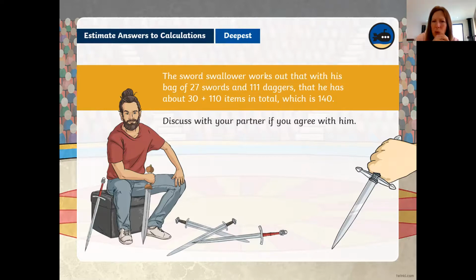So look at those numbers, 27. If I rounded that, then that would be 30. So that makes sense with what he's saying. 111, if I rounded that, would be 110. And again, that's what he's saying there. And if I add 30 and 110 together, then I would get 140. So yes, I think he's made quite a good estimation there with the rounding that he has done.